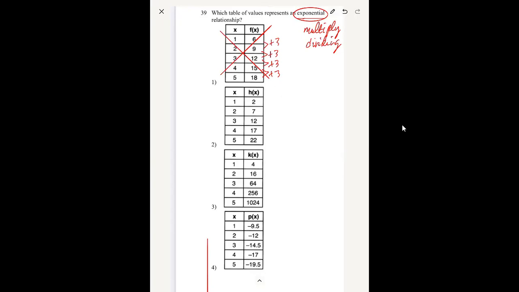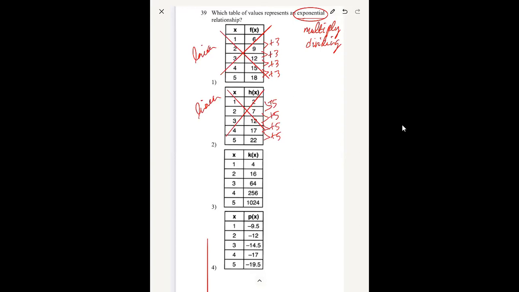Now, let's go to h of x. h of x is going up by +5, +5, +5, and also +5. This is also not an exponential. This is a linear function as well. Linear, and let's go to k of x.